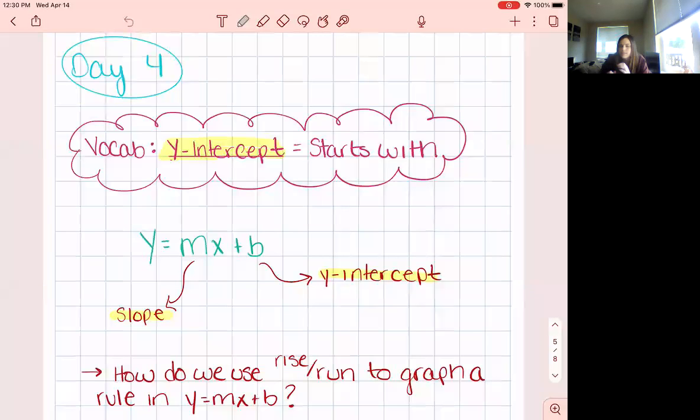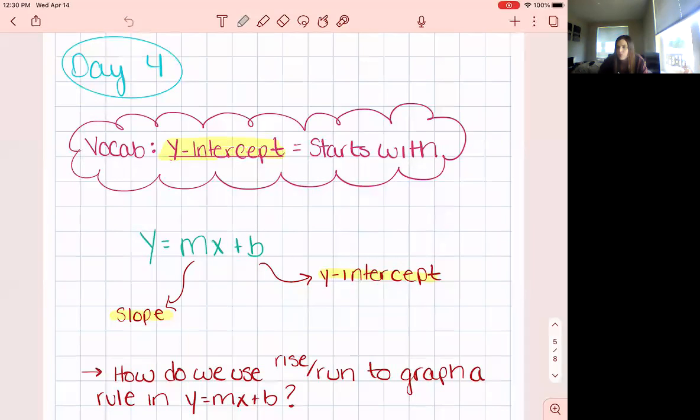These are our last day of notes for the idea of slope. So today we're introducing another new vocab word, but again, it's not a new idea, just a new word. We are changing our idea of starts with. We are now going to replace that with the word Y-intercept, because that dot is the part of the line that intercepts or crosses on the Y-axis.